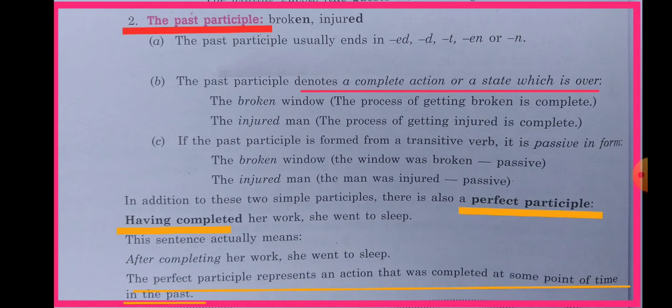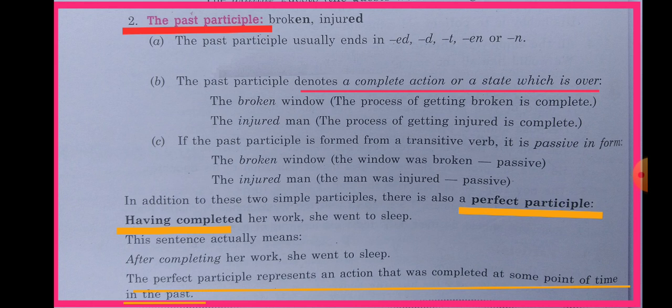Now, the past participle denotes a complete action or a state which is over, like the injured man. The man is already injured, so here the action of becoming injured is completed. So the past participle is used to denote a complete action, and it is always formed from a transitive verb. Transitive verbs mean those verbs which require an object to convey their meaning.